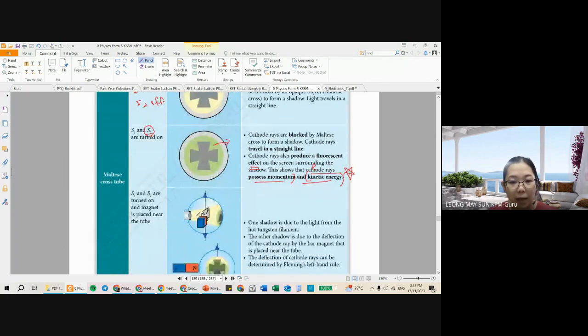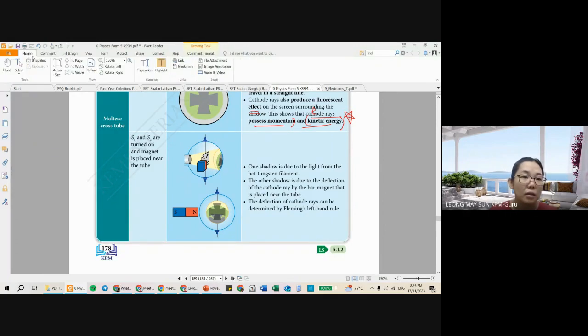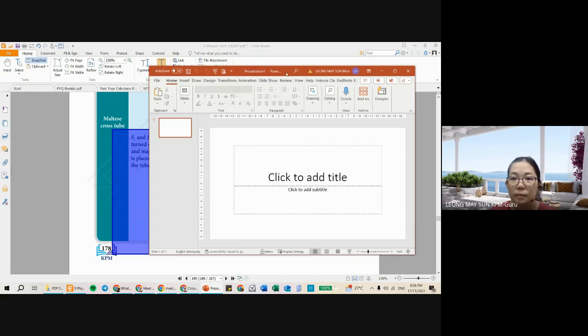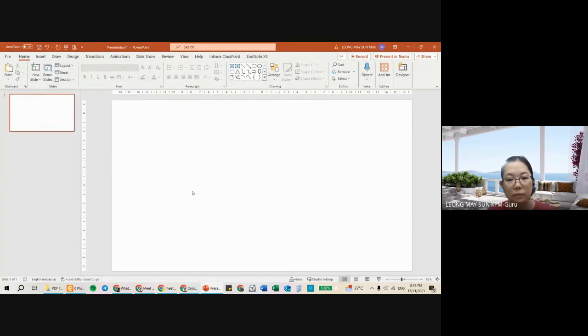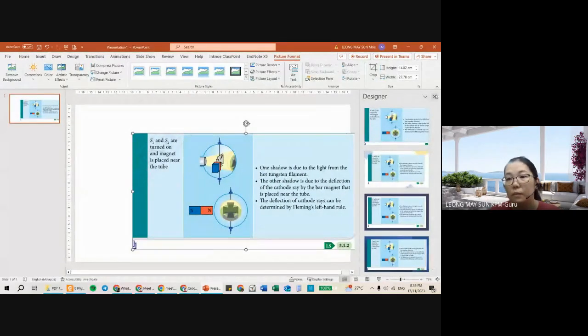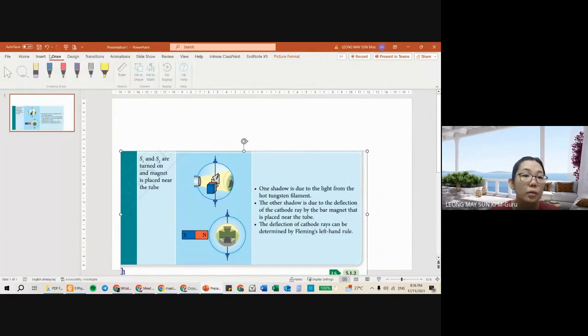But now, what happens when we put a magnet bar on it? This one I think I need to screenshot and then take over to the PowerPoint slide. Okay, so I'm going to focus on this right now.